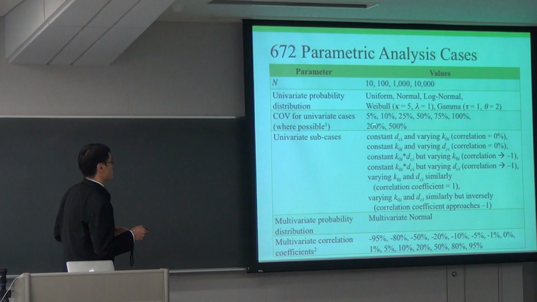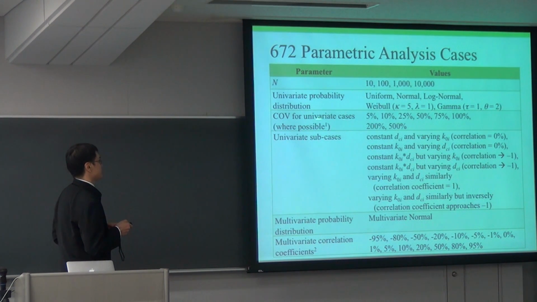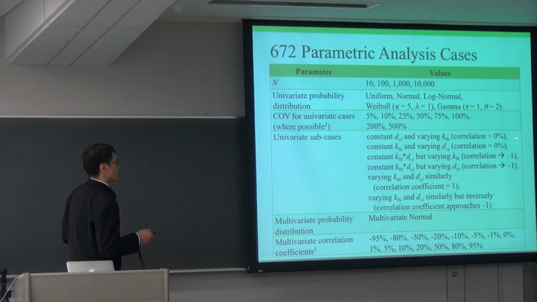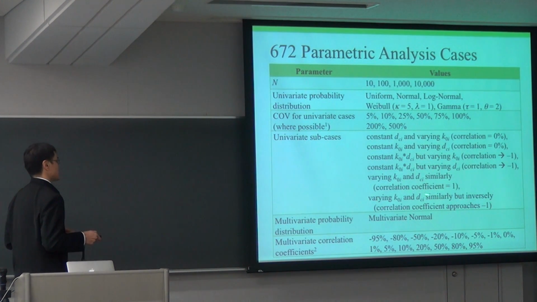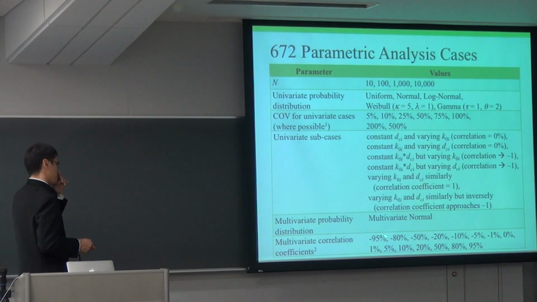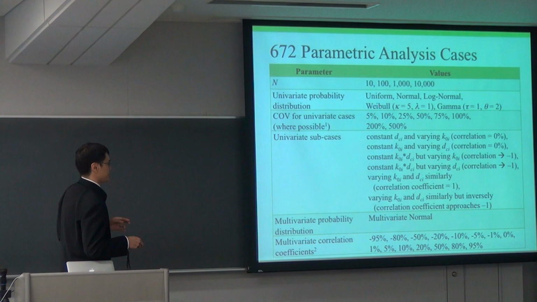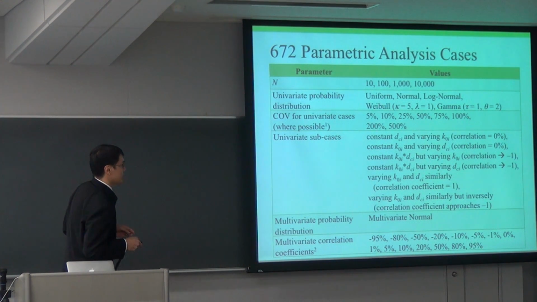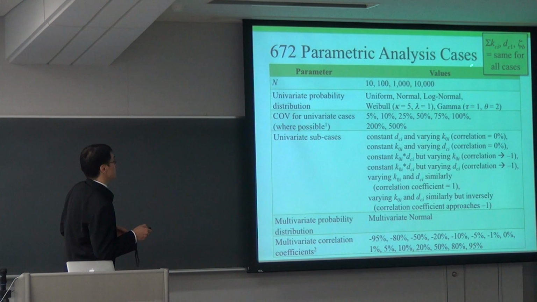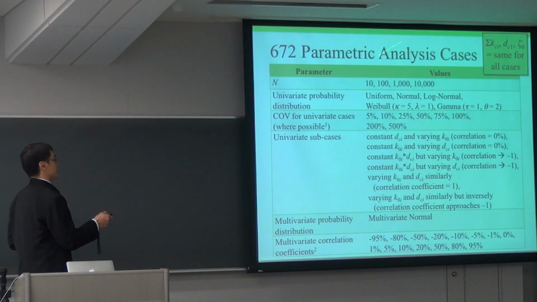I varied the coefficient of variation where possible, but in fact, 200% and 500% COV can only be done using log normal distribution. And then I also changed the relationship between the 2 main parameters, corresponding to either 0%, no correlation, negative correlation, or positive, or almost perfect correlation. And just to add, I did the multivariate normal distribution using different correlation coefficients between the parameters, because here we only have 0, 1, or negative 1, or close to negative 1 correlation. So here we can vary the correlation between the 2 parameters. I also wanted to mention that I had some similar properties for all cases, so there's a point of comparison for all the cases.